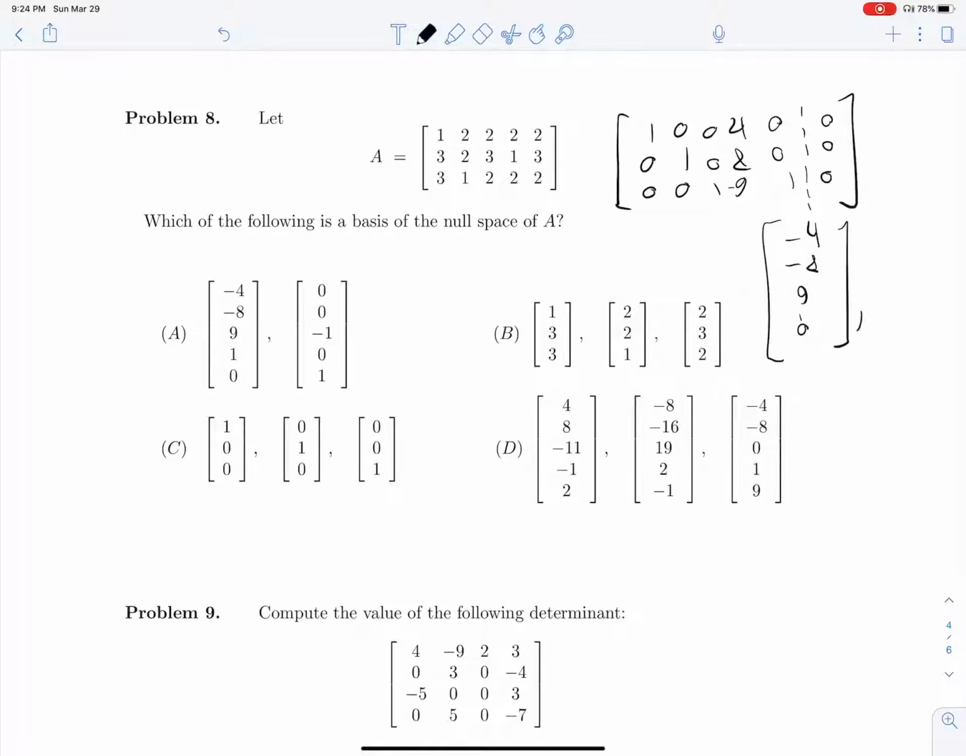So there's our first vector, and then our second vector is our solution set for x5. That's going to be 0, 0, -1, 0, 1, and that is option A there. And just to be super duper clear, x1 and x2 are not dependent on x5. x3 is equal to -1 x5, and x5 is equal to 1 of itself.